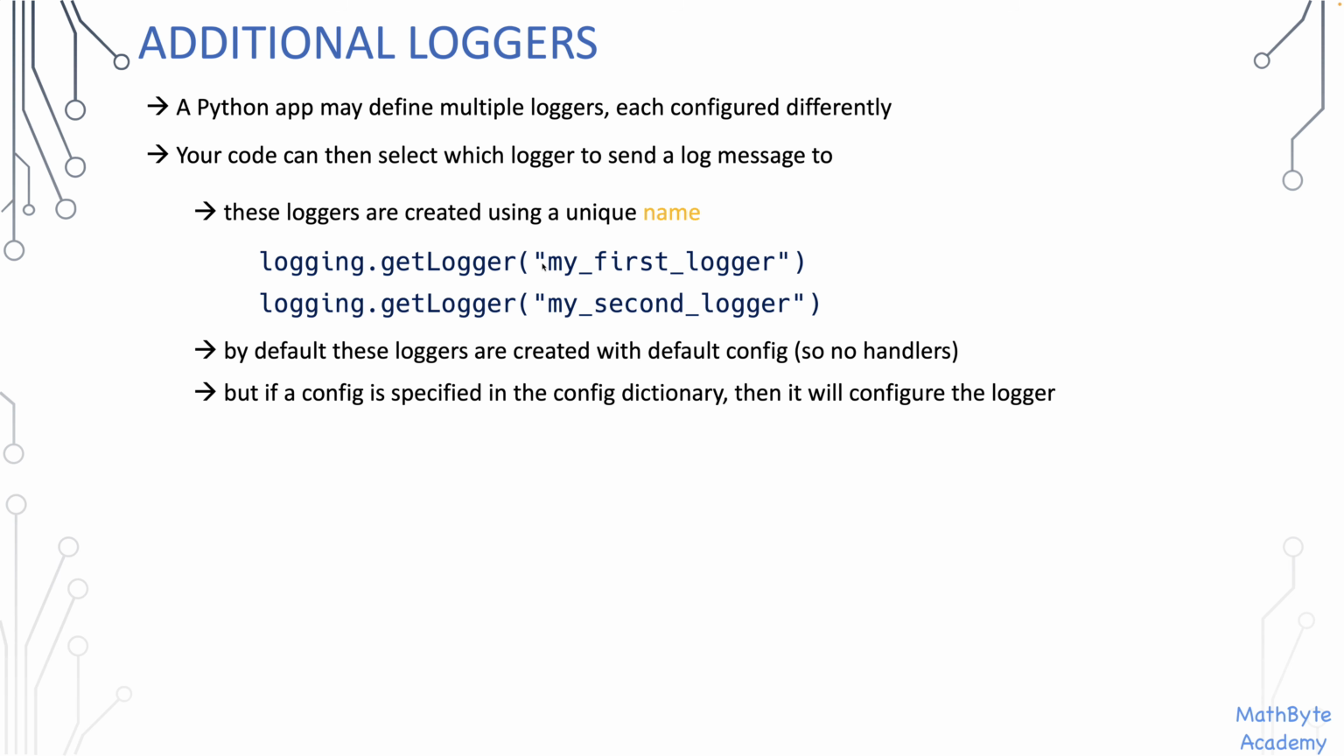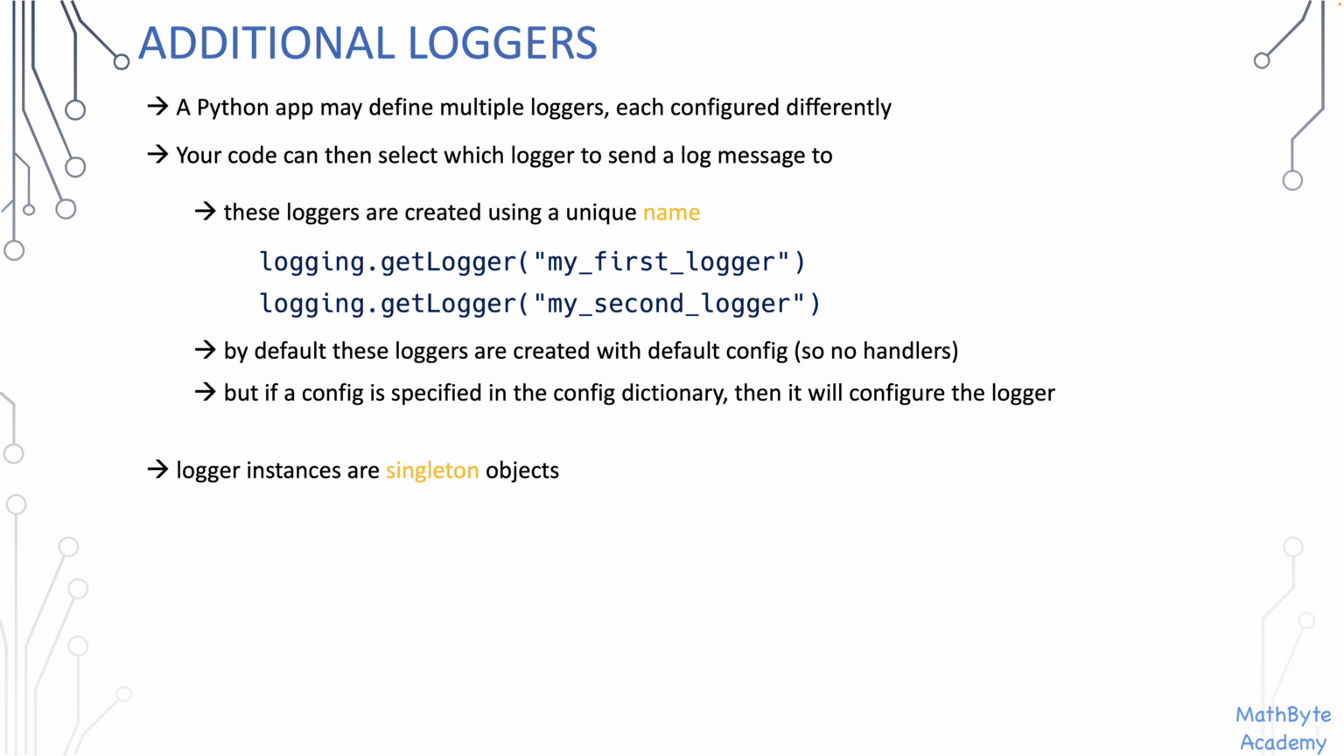So if it finds my first logger configured in the dictionary, then when it creates this logger with getLogger, it will configure it according to what you set, right? And that configuration is going to contain things like which handler we want to use from the built-in handlers, or if you've created your own custom ones, which custom one. But generally, it's going to be a file handler or a stream handler, whatever it is, and other configuration related to that, including the formatters. All that is going to be in this configuration dictionary.